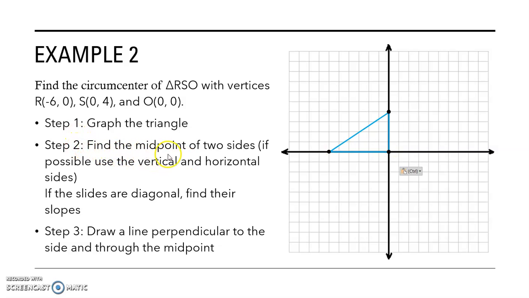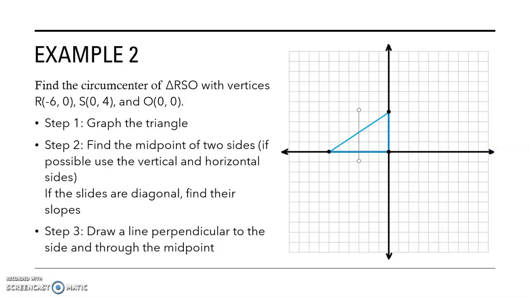Step 2 is to find the midpoint of 2 of the sides. And I always recommend using the vertical and horizontal sides because finding the midpoint is much easier. Please notice this side is 1, 2, 3, 4, 5, 6 boxes long. So I know the midpoint is right here at 3. And it's very easy to draw a perpendicular line to this because this is a horizontal line and perpendicular would be a vertical line. So the line I would draw for the perpendicular bisector would be right here.